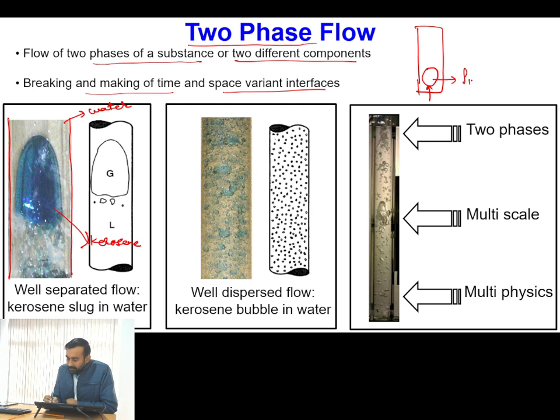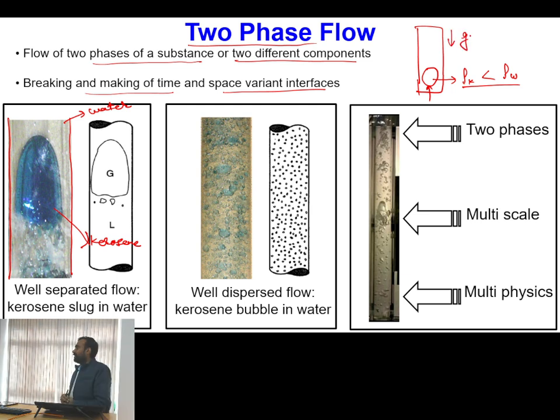The density of the kerosene is less in comparison to the density of water. So if the tube is aligned in the direction of gravity, this kerosene will try to rise in the upward direction. Okay, so there can be different possibilities. In this scenario, we are considering that the volume of kerosene which is rising upward is significant. If the volume of kerosene is significant, then it takes this particular shape, and in this shape, it is rising upward.